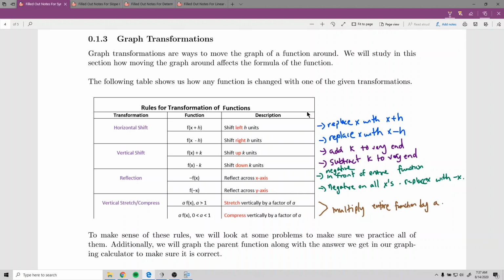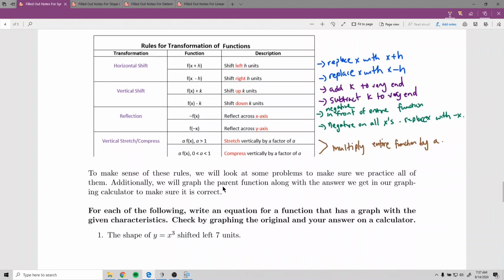Right, so what we'll do is we'll look at some problems practicing these formulas, and I'll also show you on the graphing calculator how you can check yourself. Because if you do mix them up with the pluses and the minuses or putting the negative on one side, your calculator will tell you that it's wrong.